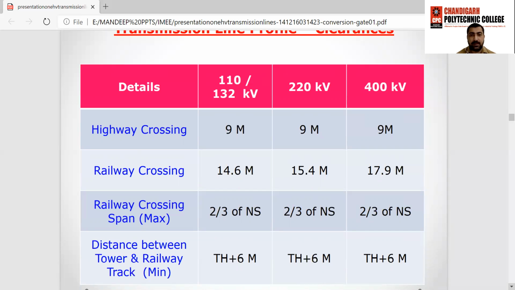And for 220 kV railway crossing line, clearance required is 15.4 meter. Accordingly, if the voltage increases, the clearance for railway crossings, highway crossings and other line clearances also increases. The clearance for 400 kV lines from the railway crossing required is 17.9 meter.